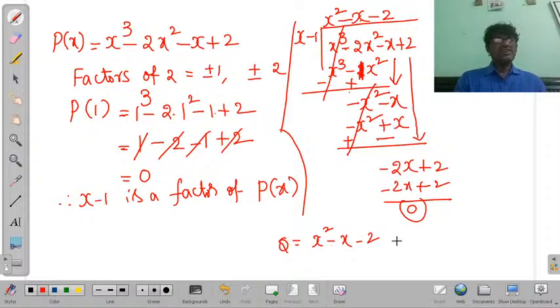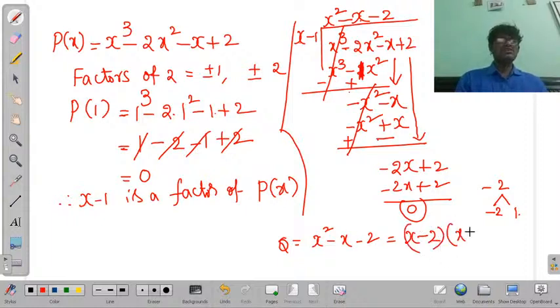Now factorize this one. x square minus x minus 2 can be factorized as you see here. You take negative 2, and negative 2 can be written as negative 2 and 1, right? Negative 2 and 1. So minus 2 into 1 gives us minus 2. Then minus 2 plus 1, if you add these two, you will get minus 1. That is the middle term. So I am writing directly, you can write this one as x minus 2 into x plus 1.